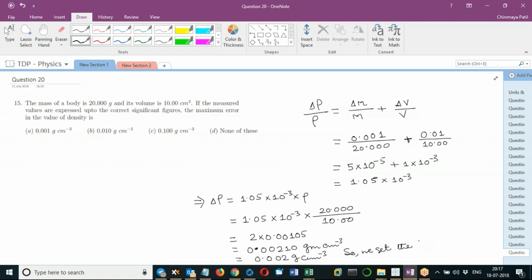None of the first 3 options are matching, so we get the correct option as D. So with this, we are done with all the 20 questions as there were in the unit test question paper.